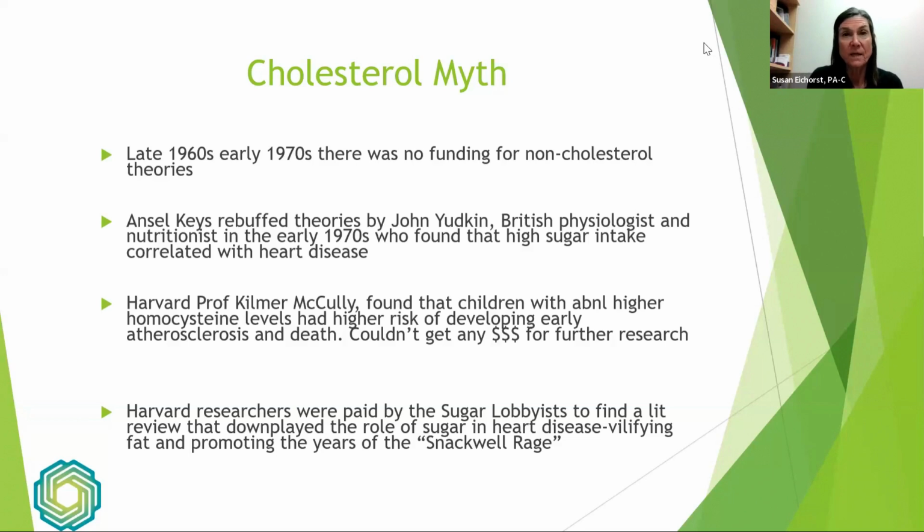Yeah, no funding for that. Nobody wants to know about that. There was a Harvard professor named Dr. McCulley, and he was looking at children with high homocysteine levels. Homocysteine is a very inflammatory amino acid that humans make, but when it's high in the bloodstream, it really causes a lot of havoc, inflammation, irritation to the blood, the lining of the blood vessel.